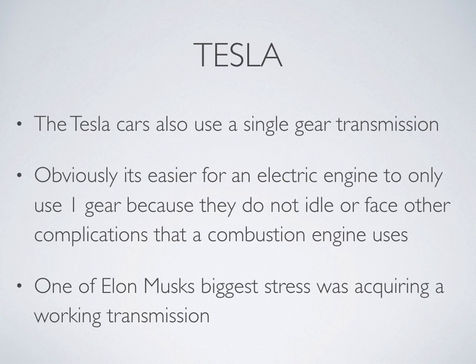Also, Teslas use a single gear transmission, just to convert the electric motor speed. I said electric engine on the PowerPoint, you know what I mean, electric motor. I think it's a 9.47 to 1 gear ratio, just to gear down the speed. But that was one of Elon Musk's biggest stresses, acquiring a working transmission for his original Tesla Roadster, which almost didn't make it out alive, but he did.